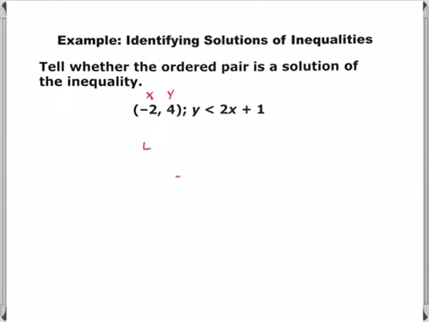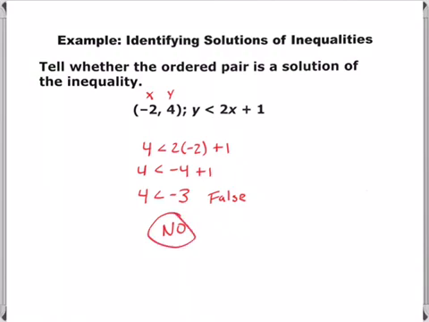So y is 4, so we'll put 4 here, is less than 2 times negative 2 plus 1. So 2 times negative 2 is negative 4 plus 1. So we have 4 is less than negative 4 plus 1. And then when we simplify, we get 4 is less than negative 3. This is a false statement. Since this is not true, we know that the point negative 2, 4 is not a solution.